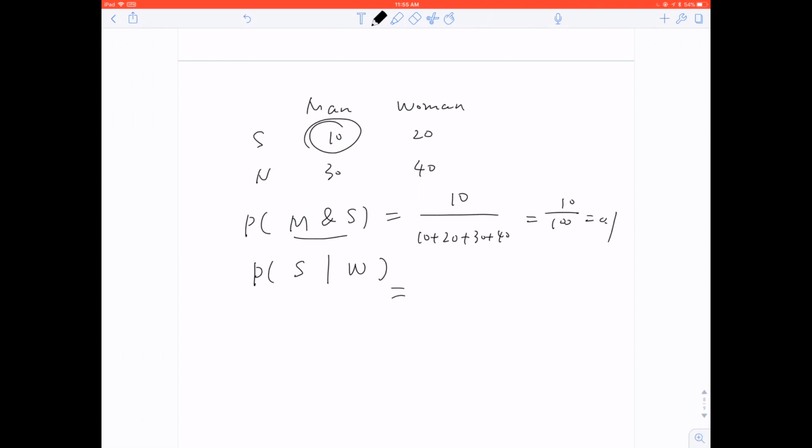In order to find the second one, you have to look at all the women you have. So we only focus on the woman group. How many do we have of them? We have 40. We want to look at the smokers, 20 of them. So that is 20 over 60, and that is 1 over 3, which is 0.33.